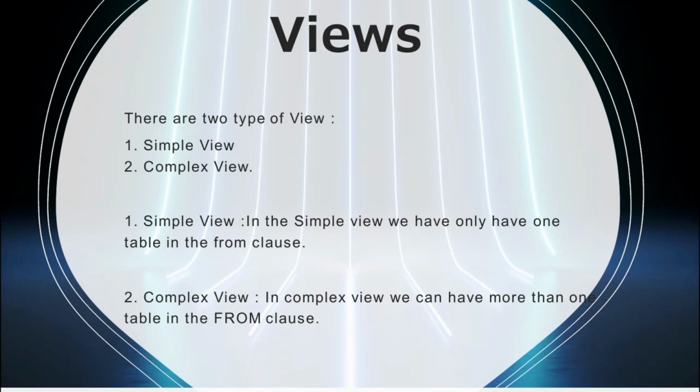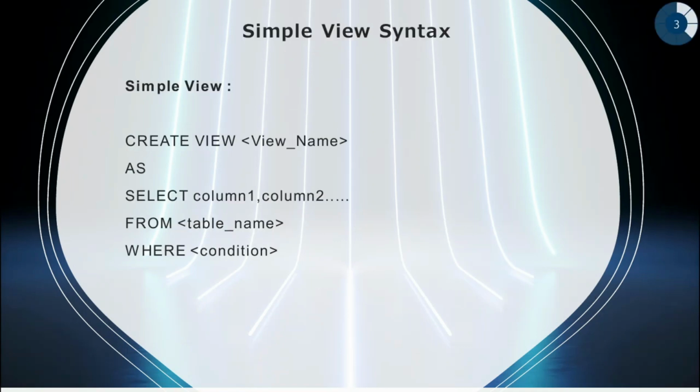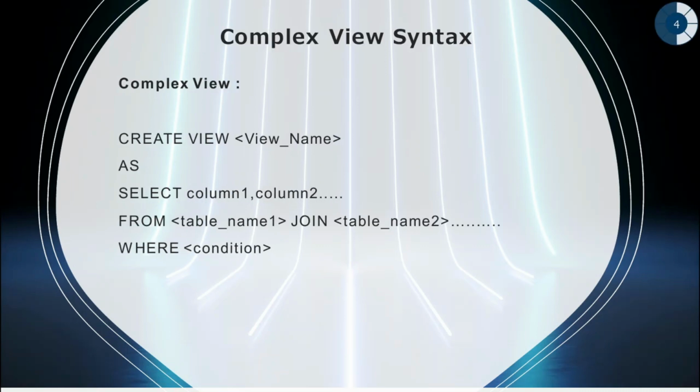Like some columns of table A and some columns of table B we are displaying. In this scenario we will use a complex view. The syntax is very simple, friends: create view name as select column 1, column 2 from table name, and where conditions. If there is a where condition, you can write it also. For a complex view, the syntax is also very similar to a simple view, only there are join conditions.